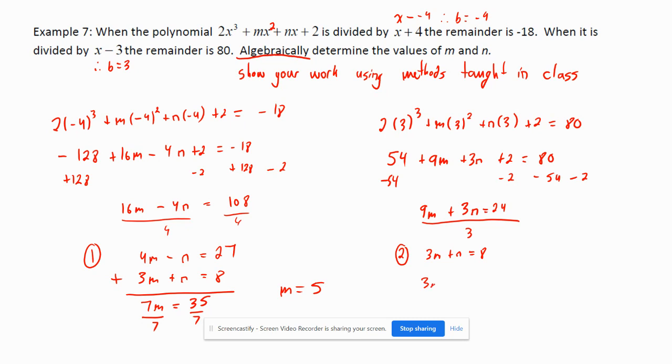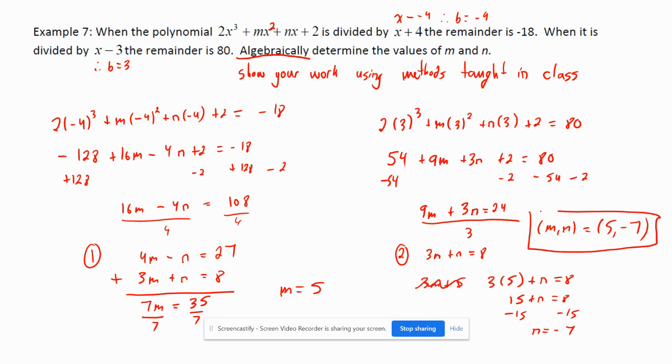We have 3 times 5 plus n equals 8. That's 15 plus n equals 8. Minus 15 minus 15. That means n equals negative 7. Okay, so the solution we have here is m and n equals 5 and negative 7. Okay, so if we read an ordered pair like this, we're saying that m is 5 and n equals negative 7, which is what we were asked to solve.